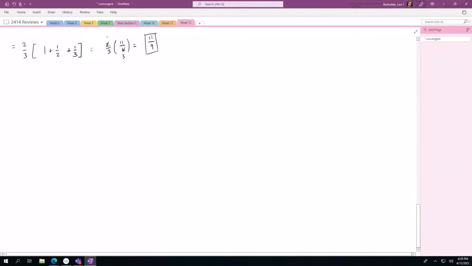Let's do one quick example. And this one is going to be a really famous sum, the sum of 1 over n. Sound good? Now you've seen this one before, right? Possibly. Do you know if it converges or diverges?